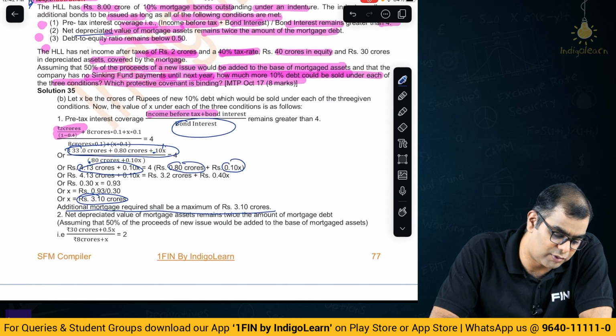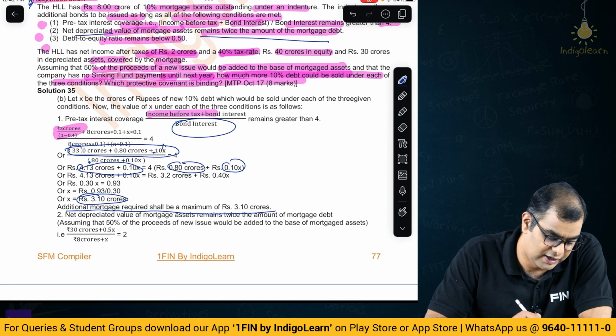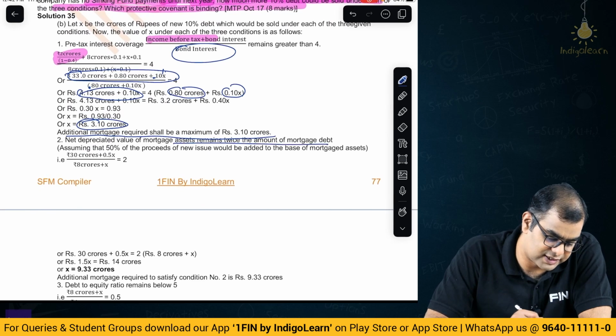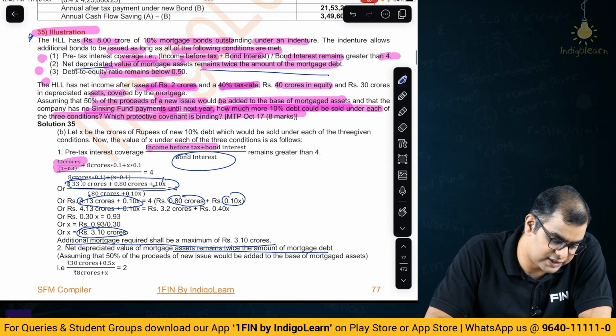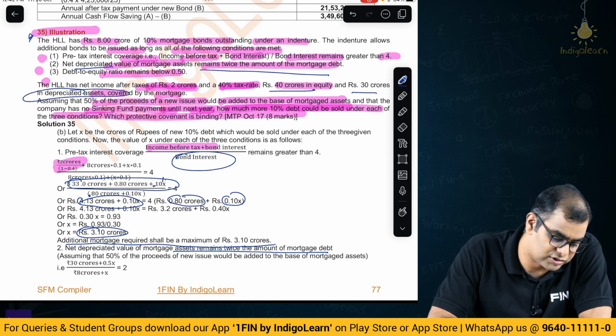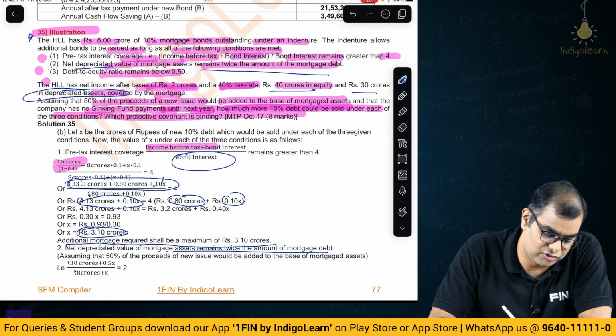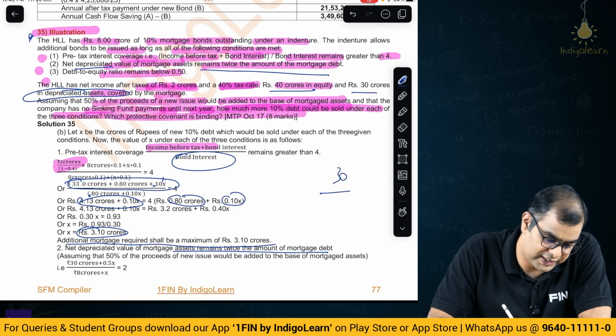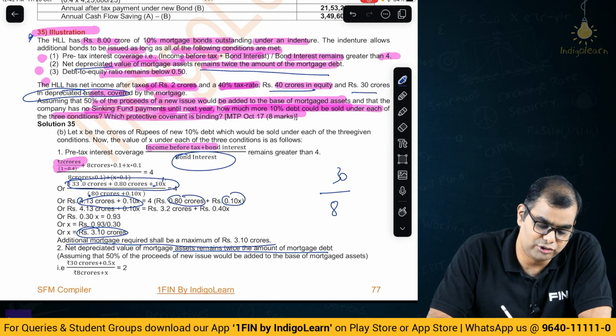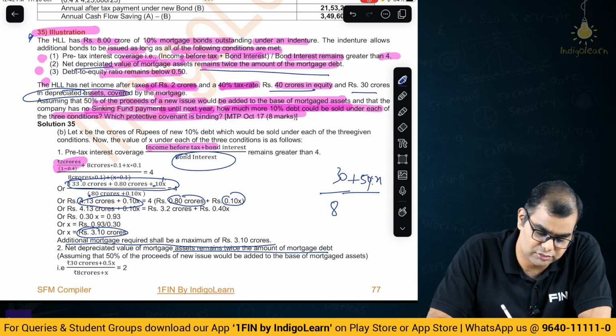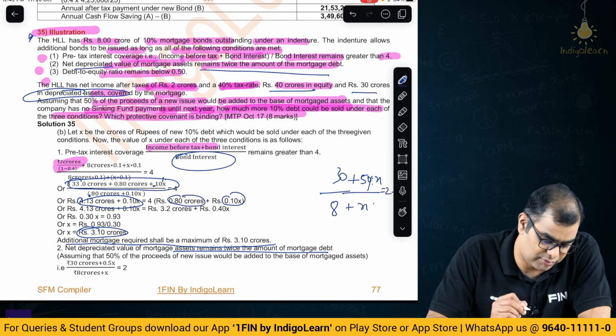Net depreciated value of mortgage assets remains twice of the mortgage debt. Net depreciated value of the mortgage assets. What is the net depreciated value of current mortgaged assets? 40 crores in equity, 30 crores in depreciated assets. 30 crores is the depreciated assets. So, net depreciated remains twice the amount of debt. So, 30 is the numerator and existing denominator is what? Existing denominator is 8. So, you can add 50% of a new loan and that entire new loan gets added such that this ratio is maximum of 2.